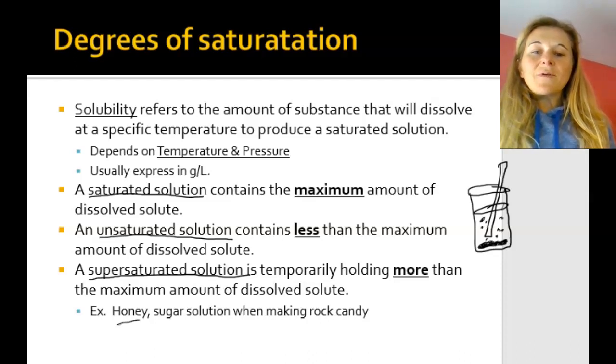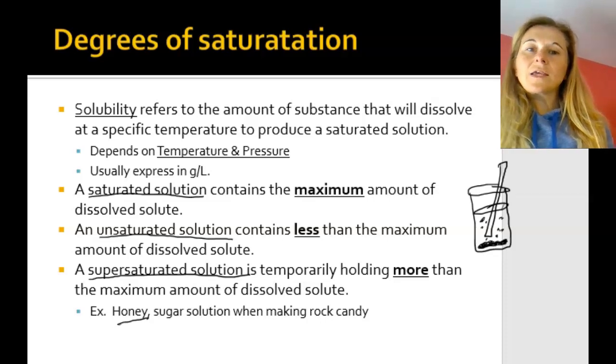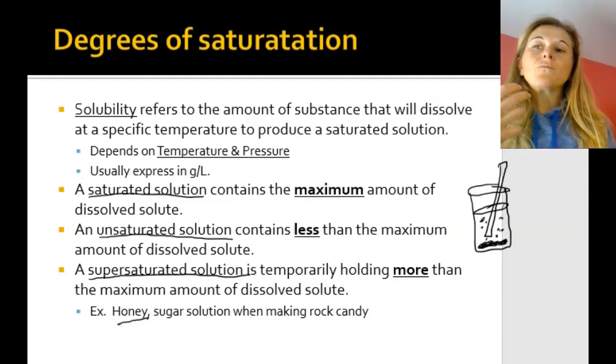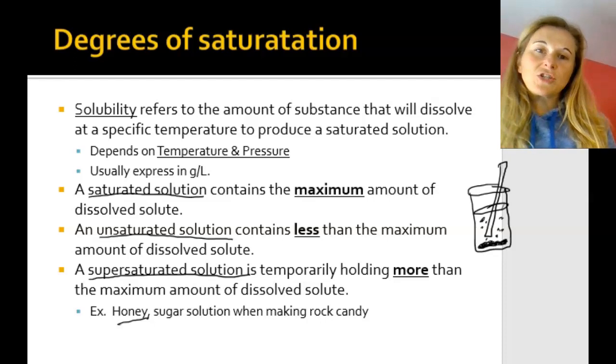A great example in nature is honey. Honey is a super saturated solution. There is more sugar than liquid content. That's why it's so viscous or thick. And when we go to make rock candy, you put so much sugar into the solution when it's hot that when it cools, the sugar comes out of solution and forms that rock candy.